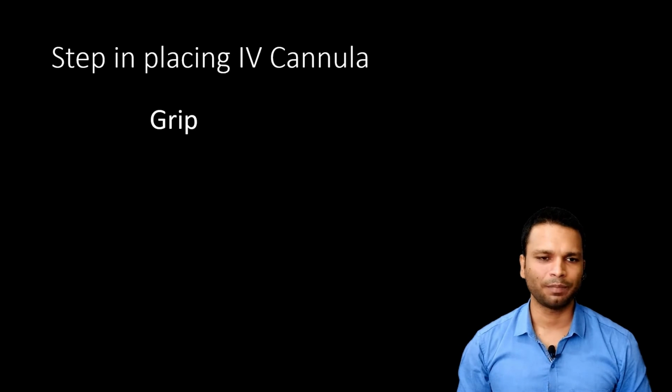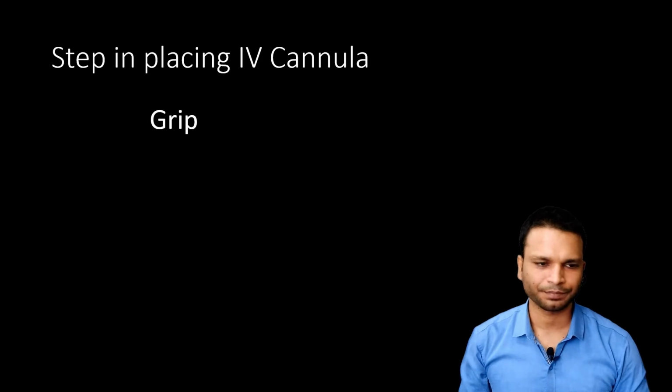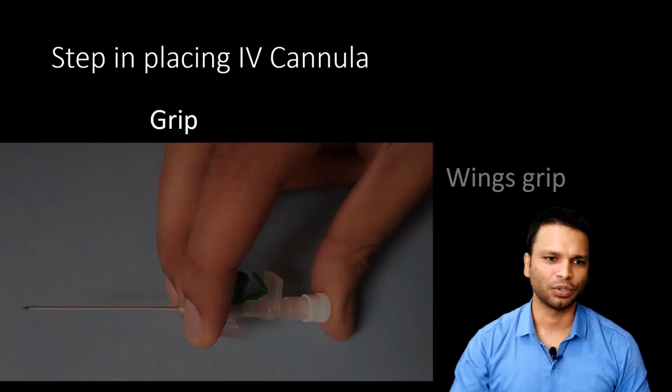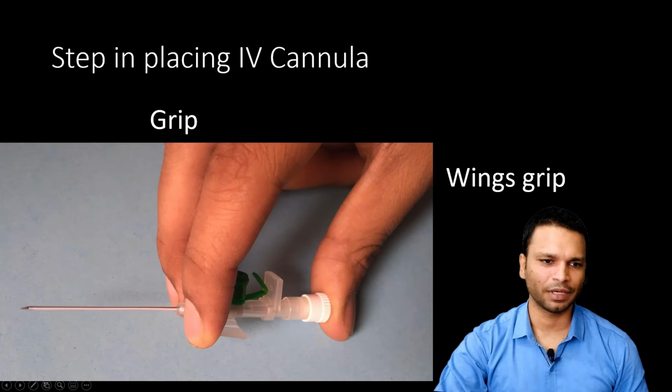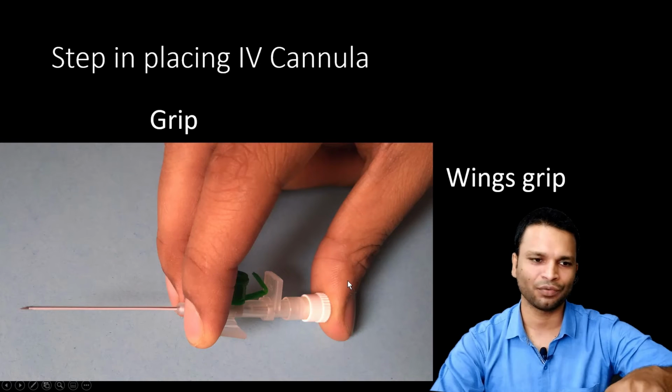Then we come to the grip, how we grip the cannula while inserting it inside the vein. There are multiple grips. I'll show you. One is where we keep our fingers at the wings of the cannula and our thumb at the locking cap. So this prevents the stylet from being pushed back and we force it inside the vein.